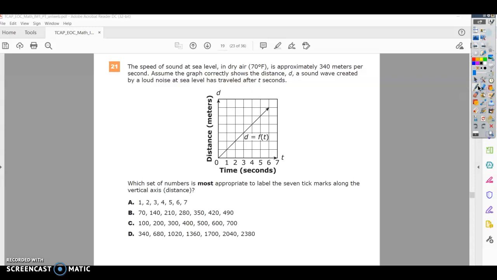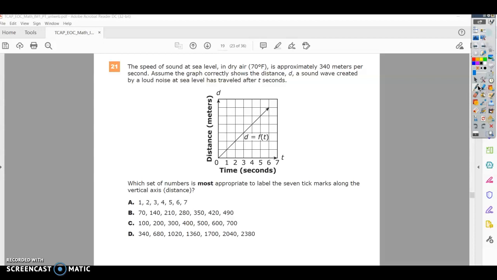Math 1 EOC Practice Test number 21. The speed of sound at sea level in dry air is approximately 340 meters per second. Assume the graph correctly shows the distance d a sound wave created by a loud noise at sea level has traveled after t seconds. Which set of numbers is most appropriate to label the 7 tick marks along the vertical axis for the distance? All right, so which of these is the most appropriate?